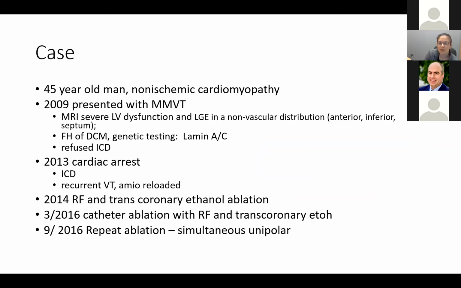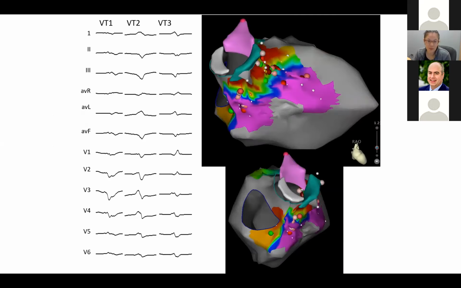So what are some other techniques that we might use? This is a patient of mine from a few years ago with a non-ischemic cardiomyopathy from Lamb cardiomyopathy, and I just wanted to show you, we did a transcoronary ethanol ablation on him at one point during his course. He's actually subsequently had simultaneous unipolar ablation and then needle catheter ablation, and that bridged him to a heart transplant. So he's currently transplanted.